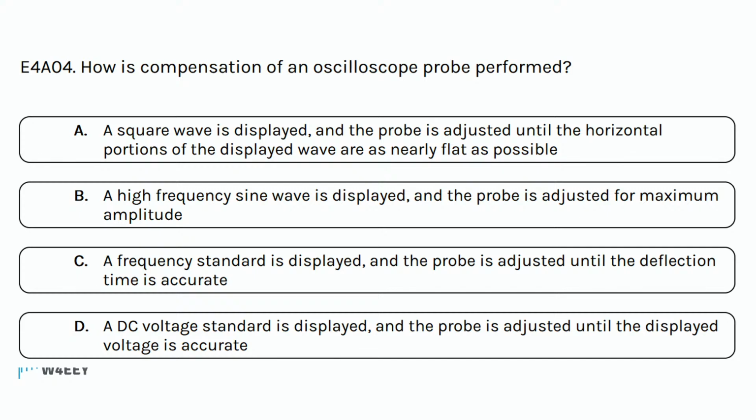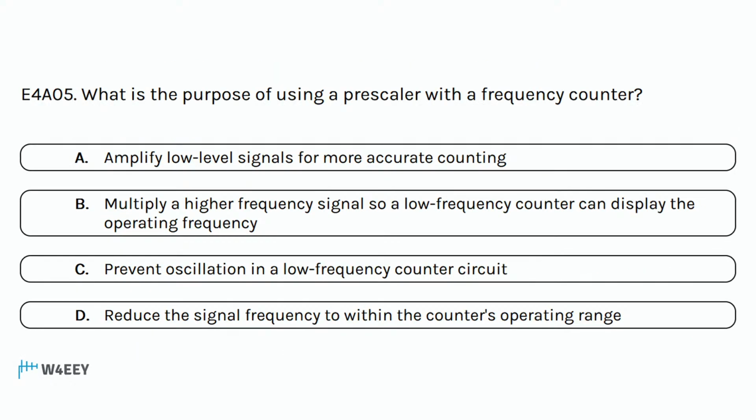Alpha. Alpha. Yeah, that's what we did. The square wave is displayed, and the probe is adjusted until the horizontal portions are as nearly as flat as possible. And what is the purpose of using a prescaler with a frequency counter?